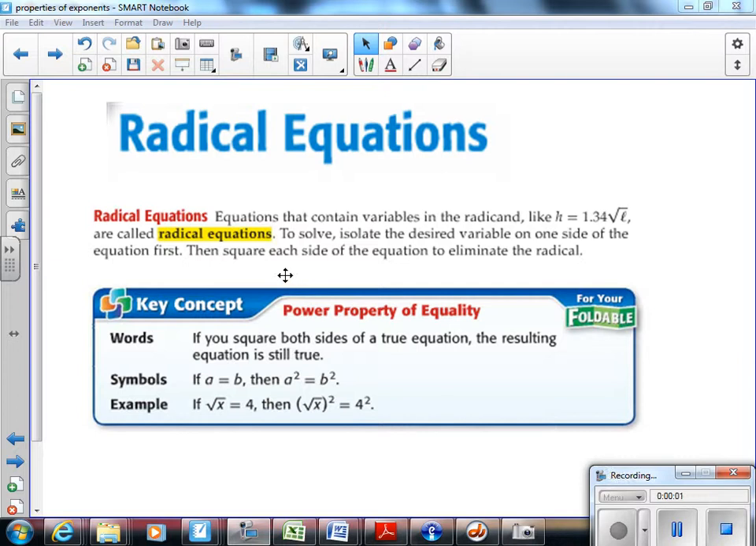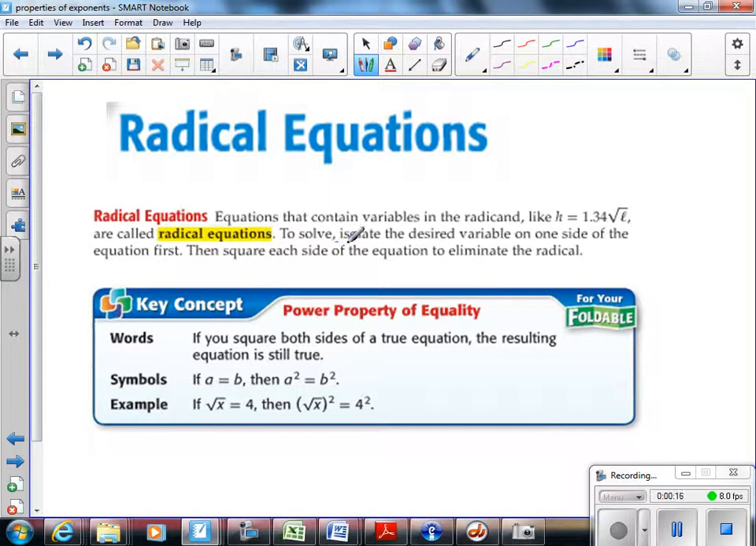Radical equations are equations that contain variables in the radicand, like in this example, h equals 1.34 times the square root of L. Those are called radical equations. Now to solve them, we first have to isolate the desired variable on one side of the equation and then square each side of the equation to eliminate your radical.